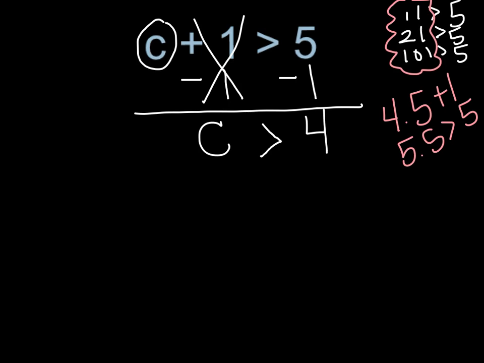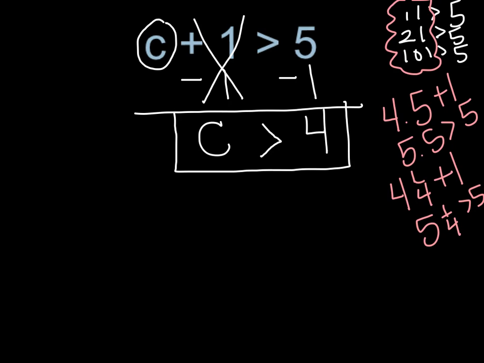You might have a number that's a fraction. You might have the number 4 and 1/4. If you add 4 and 1/4, you get 5 and a fourth, and 5 and 1/4 is also bigger than 5, and we've just scratched the surface. Again, you would have to list so many numbers, you would never stop. So the easiest way to show your solutions is this inequality, and it just says that any number bigger than 4 will work.